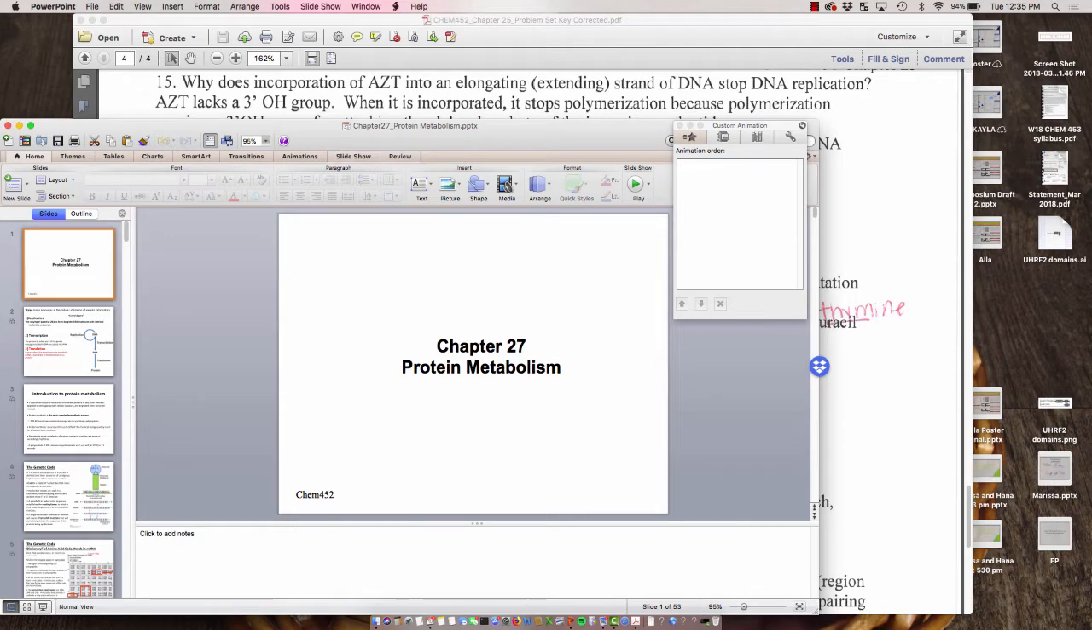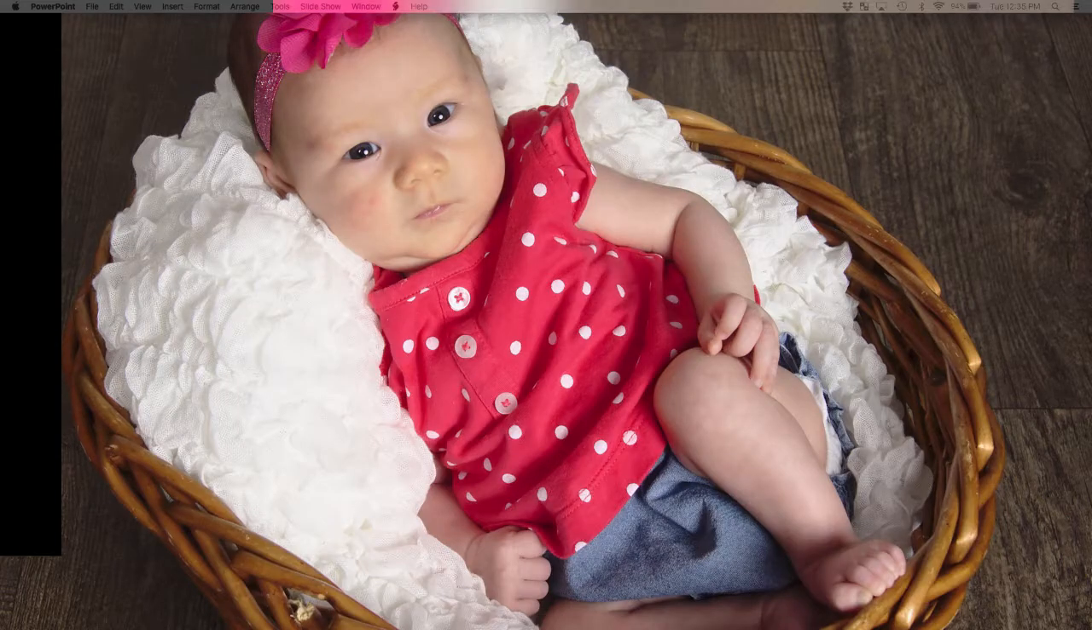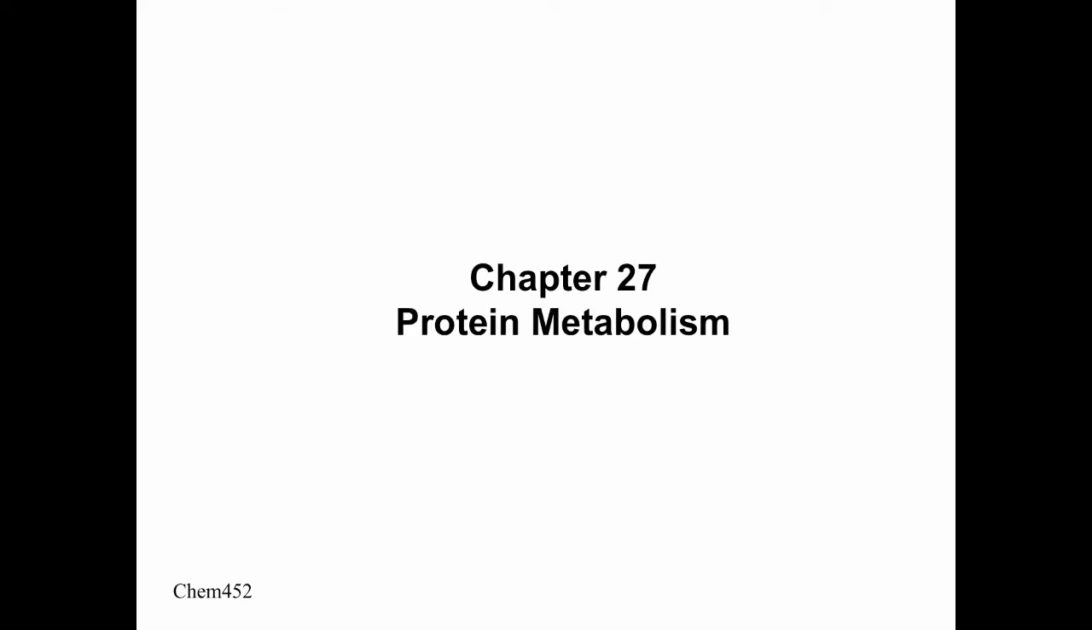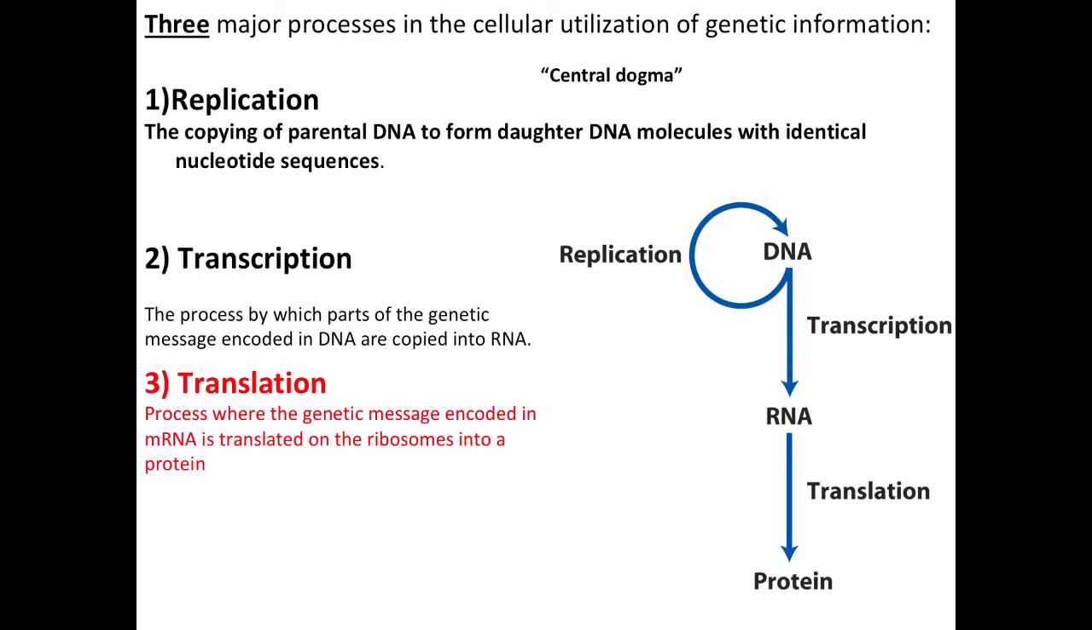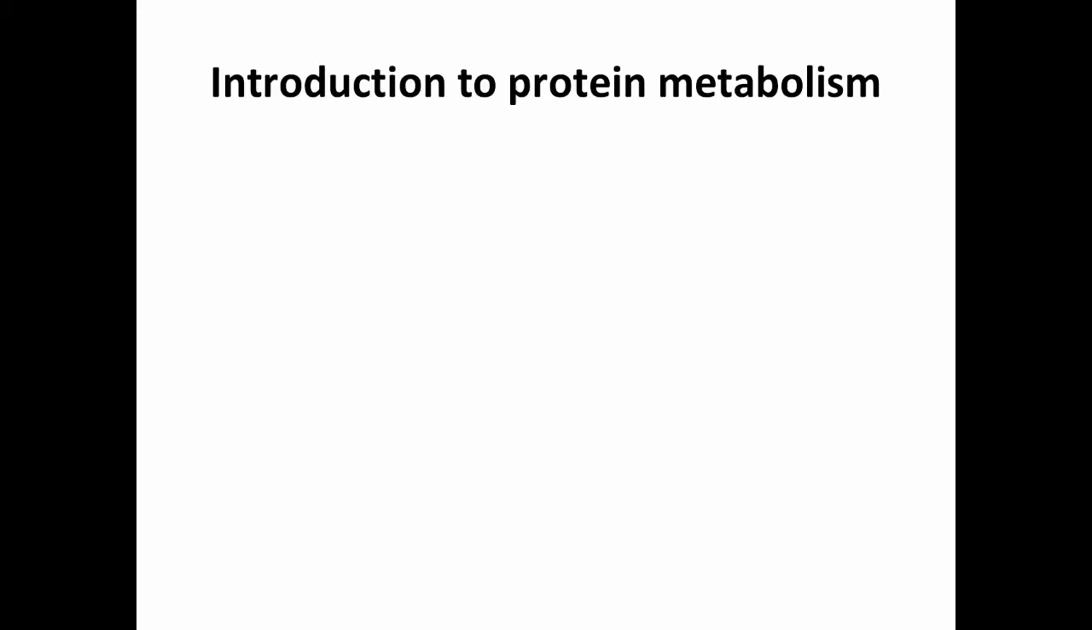To translation. So it's sort of the last bit of information regarding the different cellular processes that are utilized involving genetic information. We have central dogma, that's replication, transcription, translation. This particular lecture is really going to focus on the mechanism of translation. So this is a process where the genetic message encoded in mRNA is translated on the ribosome into a protein. So just a quick introduction to protein metabolism.